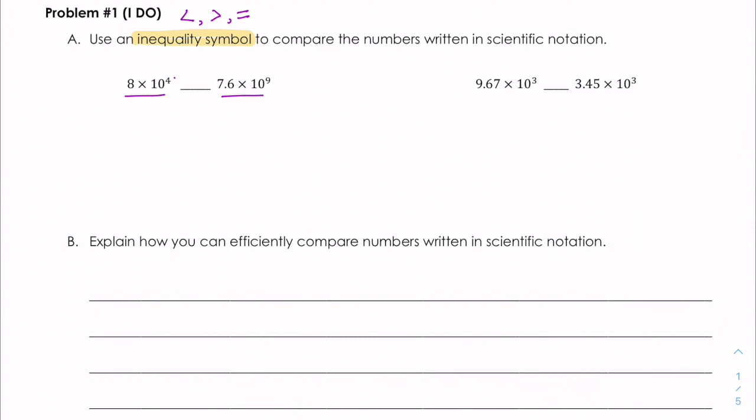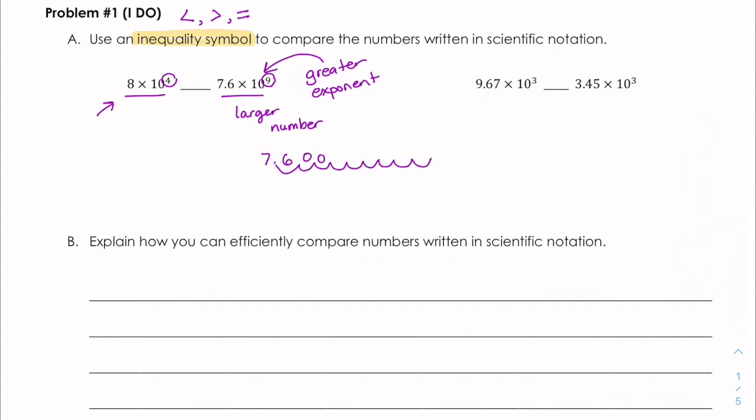These are the two numbers being compared. Step 2 says look at their exponent. So which one here has the greater exponent? This number has the greater. So because this number on the right, 7.6 times 10 to the 9th, has a greater exponent, this is the larger number. If I was to convert this back into standard form, you would see that it becomes a larger number than this number does. $7,600,000,000 is greater than 80,000. So I'm going to put this less than sign here, which says 8 times 10 to the 4th is less than 7.6 times 10 to the 9th.